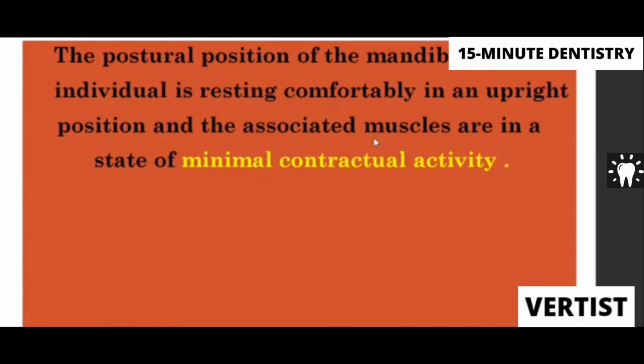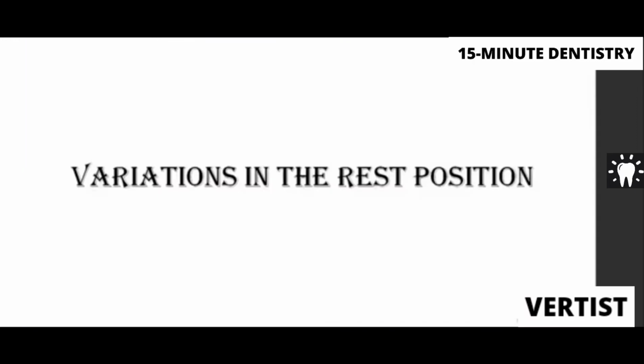Now, what are these associated muscles? You know the muscles which elevate the mandible and the muscles which open the mandible. These two groups of muscles should be in a state of minimal contractile activity, and the mandible will be suspended because of this. That position of the mandible is called the rest position of the mandible. And we are going to take help of this position in deciding the vertical dimension at occlusion by calculating with the equation which I just told you.